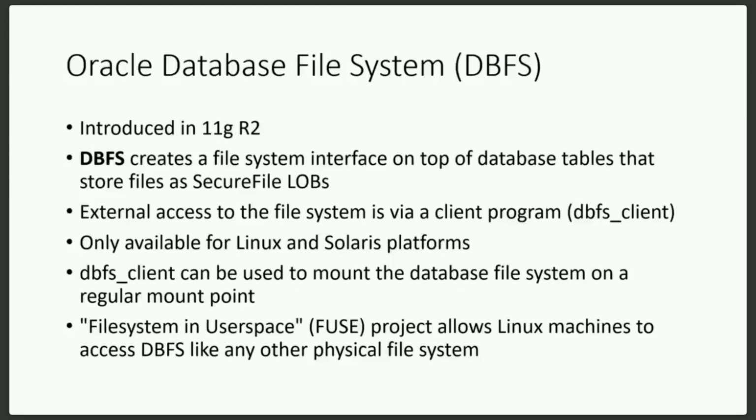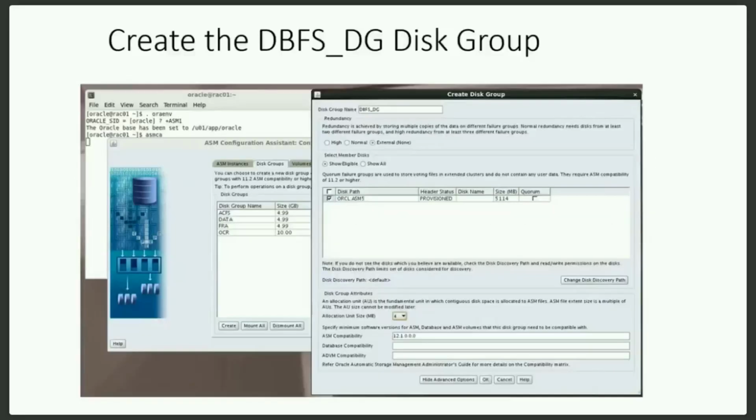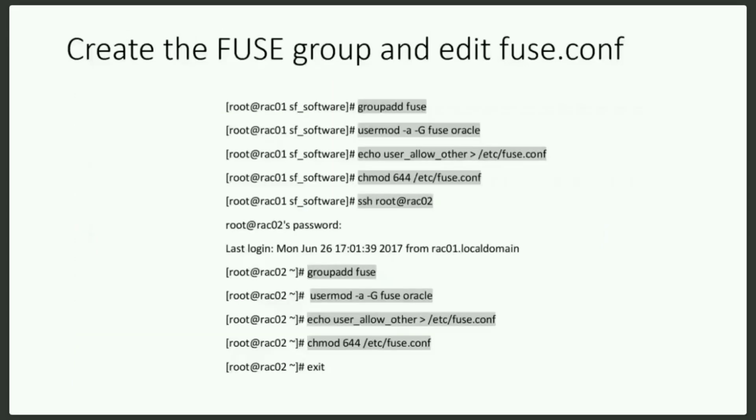And right now, I think it's only available on Linux and Solaris. It also requires something called FUSE to basically give you permission to access DBFS. So if you're using Exadata, for example, one of the disk groups that gets created out of the box is the disk group called dbfs_dg. And this is the disk group you will use to basically set up your DBFS, or database file system. So I have an ASM disk group, in this case called dbfs_dg.